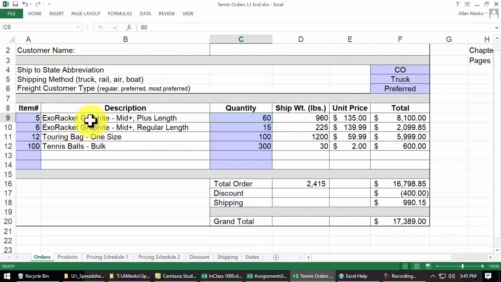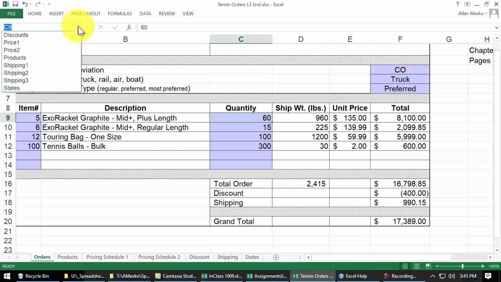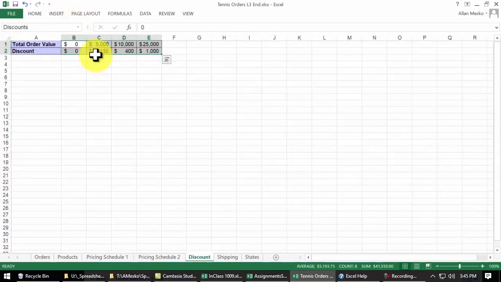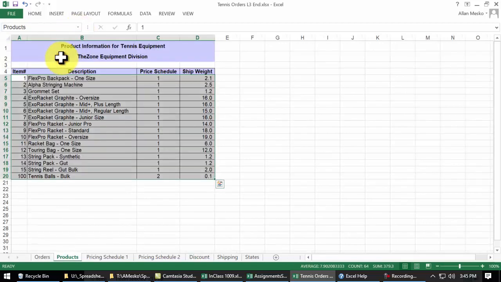So let's start with this first formula. We want to find the description. Let's look at the different names. Discounts is this table on the discount schedule. Products, that gives the item number and the description, doesn't it? So we would want to look up the item number in the products table, and we would want to get back the description. That would be column 2, wouldn't it?